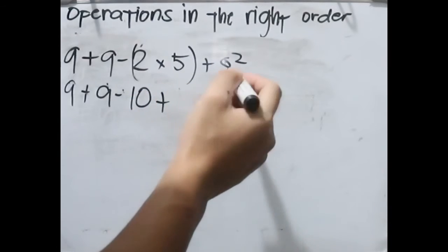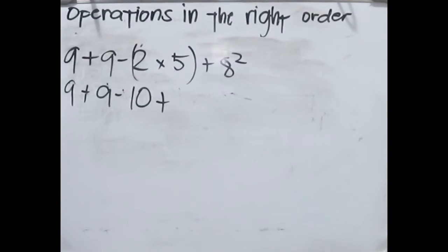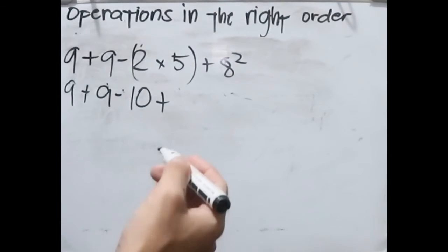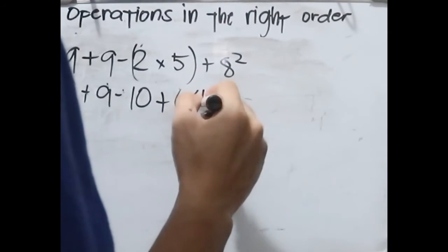plus 8 squared. So, may exponent. So, sa PEMDAS natin, yung E means exponent. So, 8 squared is 64.